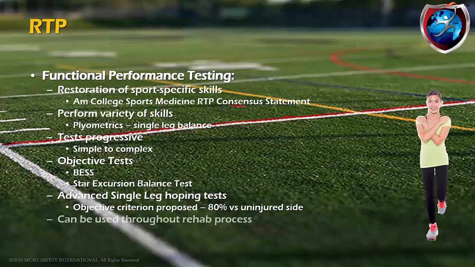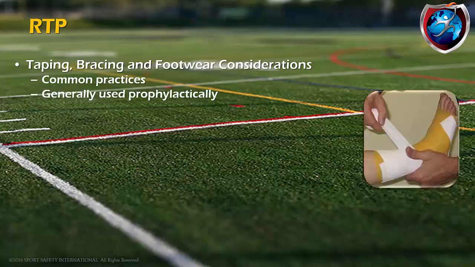These functional tests can be utilized throughout the rehabilitation process, and they are particularly helpful when making return to play decisions. With objective measures to quantify progress during rehabilitation, the clinician has data to aid decision-making. However, none of these measures should be used independently. Each provides specific information on an athlete's readiness to return to play.